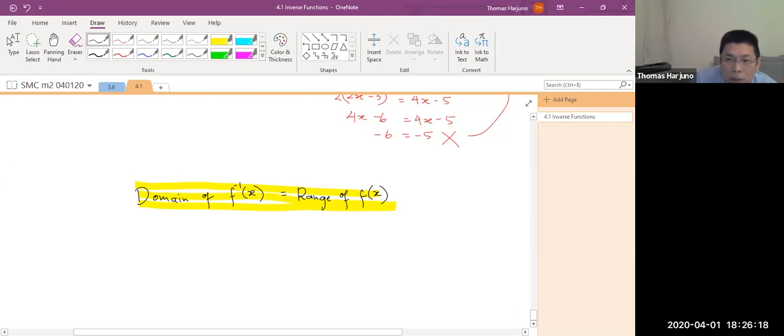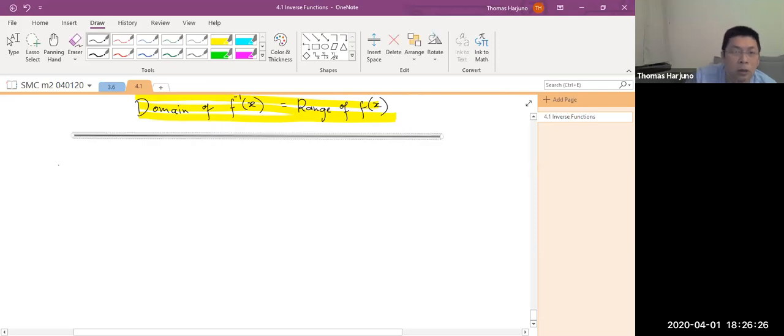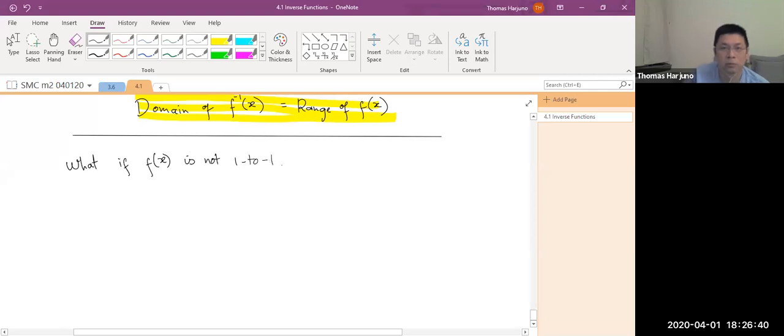I know this part is already on the precalculus side. Now let's do something even harder. What if the function is not one-to-one? Even if the function is not one-to-one, we can always find the inverse. The problem is that the inverse is not a function. The inverse always exists.